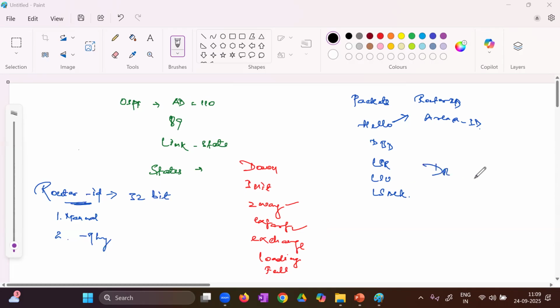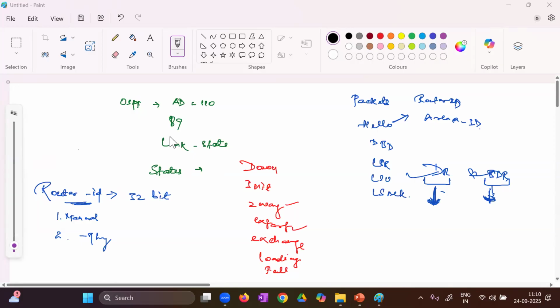Then DR and BDR. What is DR and BDR? So why do we have this DR and BDR concept? To control the LSA flooding, we have DR and BDR. So the router with the highest priority number is going to be what? And the second highest priority number, BDR. If the priority number is the same, by default that is 1, then what will happen? Router ID. The router with the highest router ID will be DR, and the router with the second highest router ID will be the BDR.